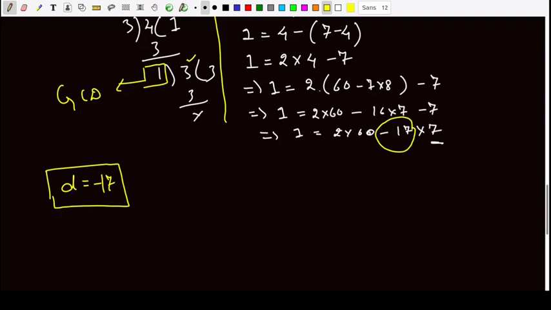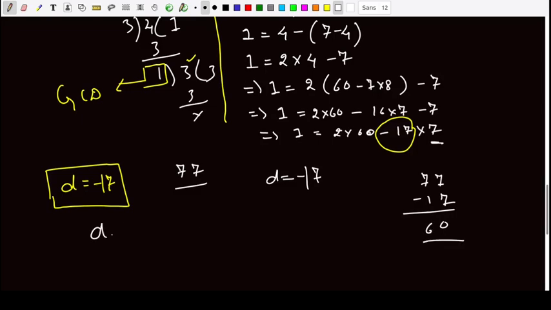But here we are dealing with positive numbers, right? Remember the entire thing is modulo 77, right? So now if D equals minus 17, what is the positive term equivalent to minus 17? Well, the way we find it is we do 77 minus 17, which is 60. So the value of D is 60.